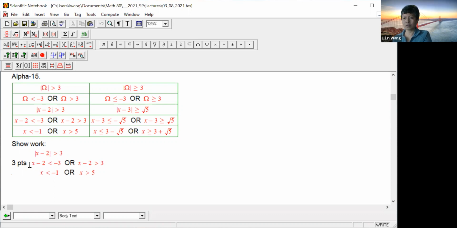Okay, this line is going to be worth 3 points. This piece counts as 1 point. X minus 2 greater than 3 counts 1 point. So 1, 2, 3, 3 points. If "or" is missing, we have discussed that, right? If "or" is missing, there's a series of consequences.